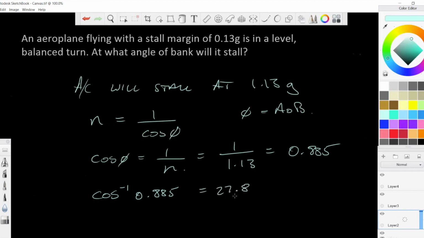That's close enough. And so the answer to this question is that the aircraft will stall at a stalling angle of bank of 27.8 degrees. And that's the answer to the question.